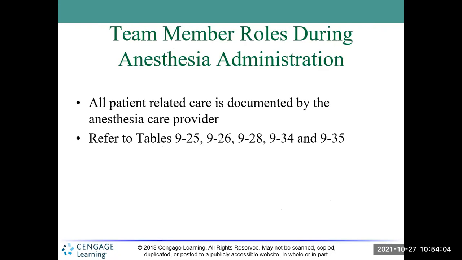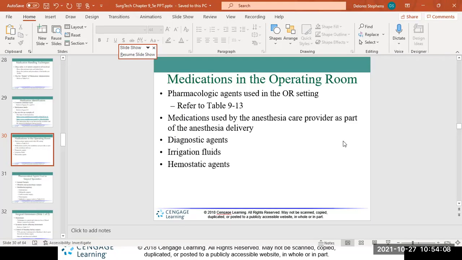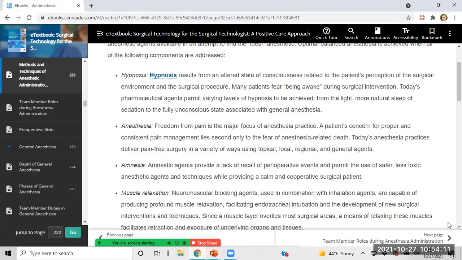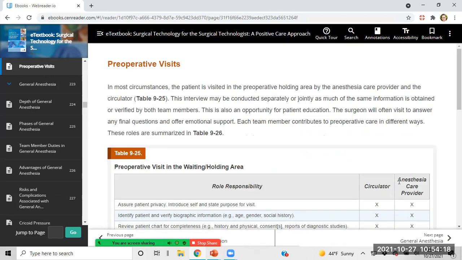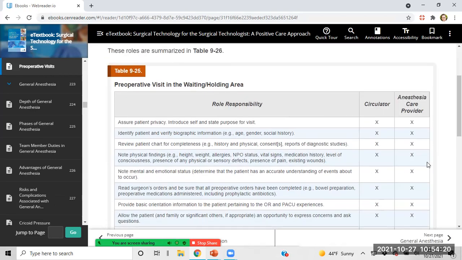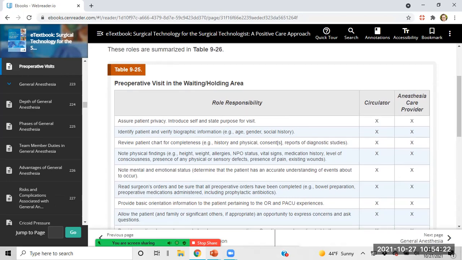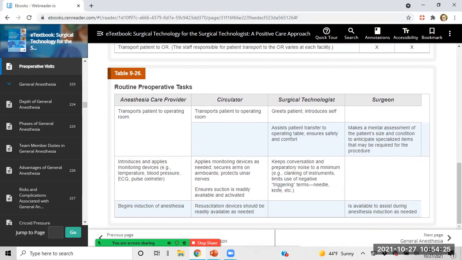All right, so there are a lot of different tables in the book talking about the team member roles. This is really important as we go through here for you to know what your role is. You can see here in this table, this is pre-op, so this is just circulator and anesthesia. When we get into the OR, looking at what your role is is really important, especially in this first stage where anesthesia is working on the levels of consciousness.